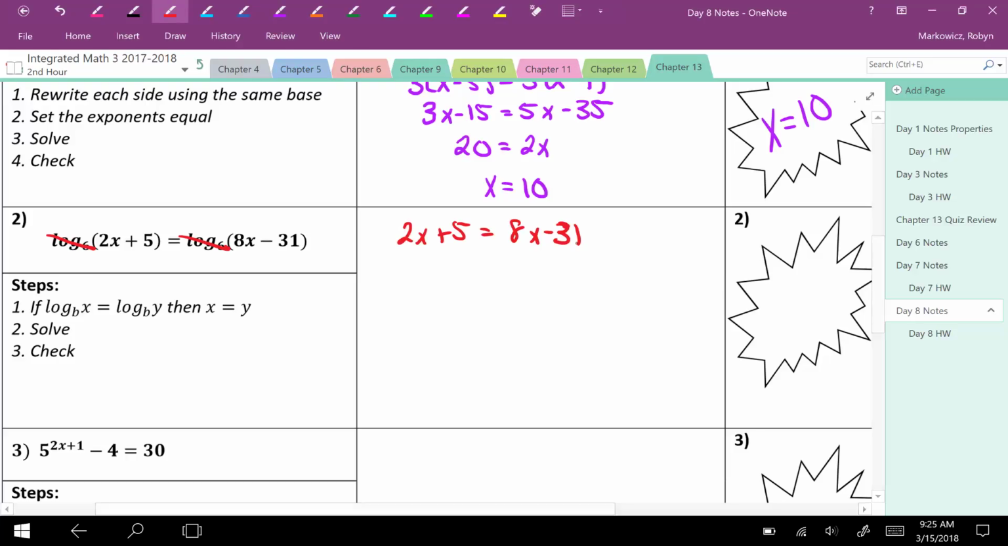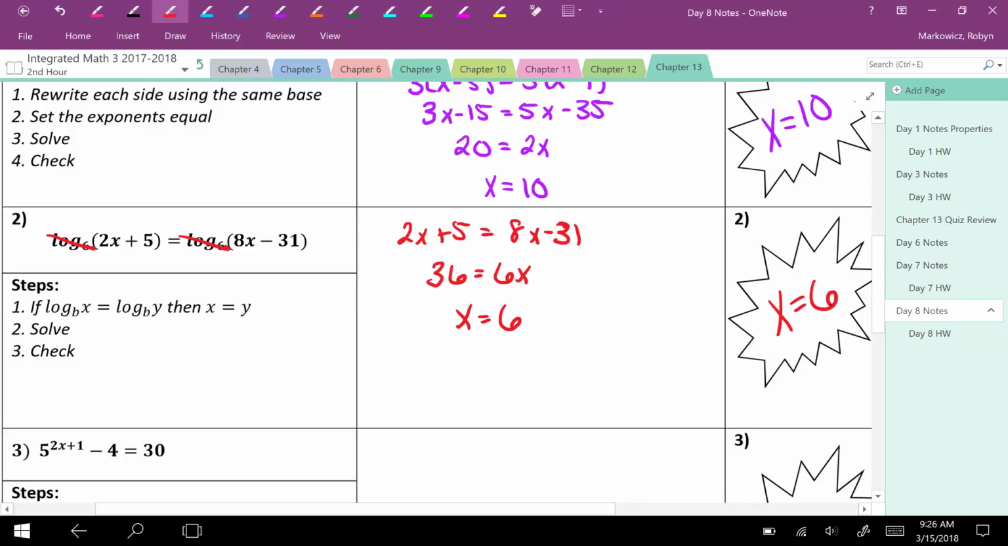5 times 7 is 35. Subtract 2x from both sides, add 31 to both sides, so you get 36 equal to 6x. So what does x equal? 6. X equals 6. Okay?